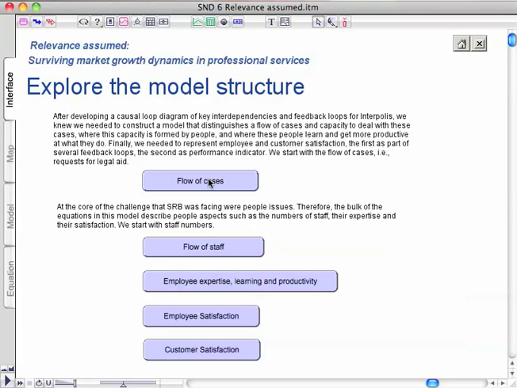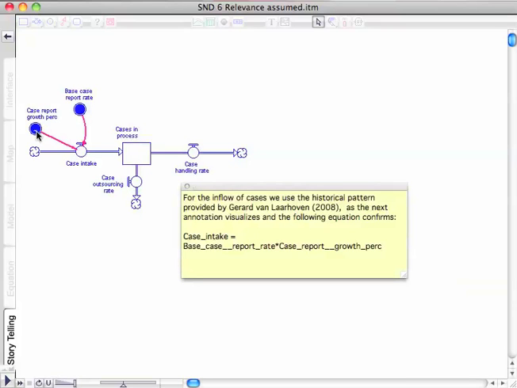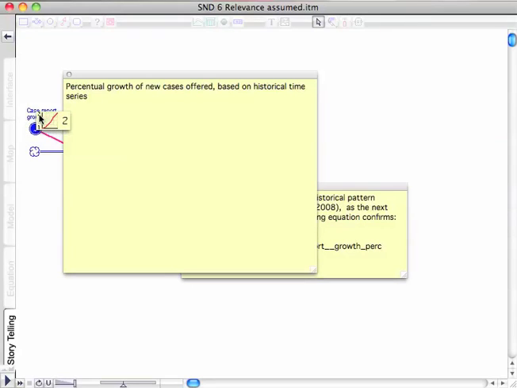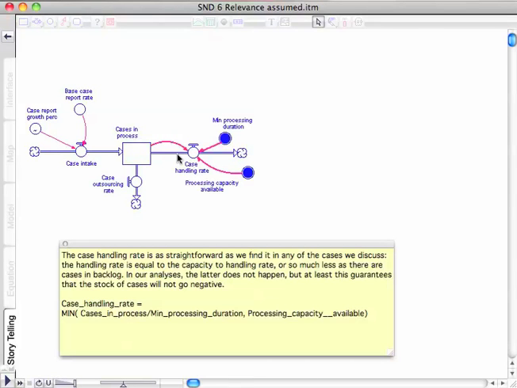So 5 sectors, and let's start with the flow of cases first. That's the primary flow of cases, or dossiers as they are called in Dutch, legal files. They have an intake process and a handling rate, and of course you can outsource some of them. The intake of cases grew considerably for a certain amount of time, from almost 100%, and there's of course a base number. And this comes from the historical pattern that Gerard van Laarhoven sketched in one of his representations.